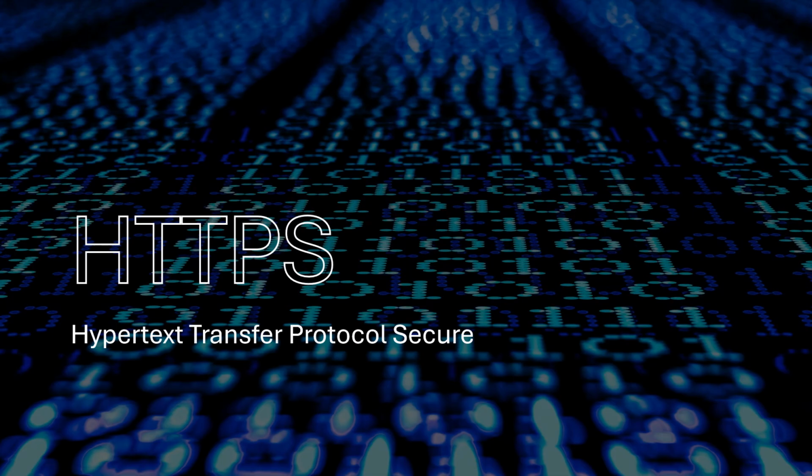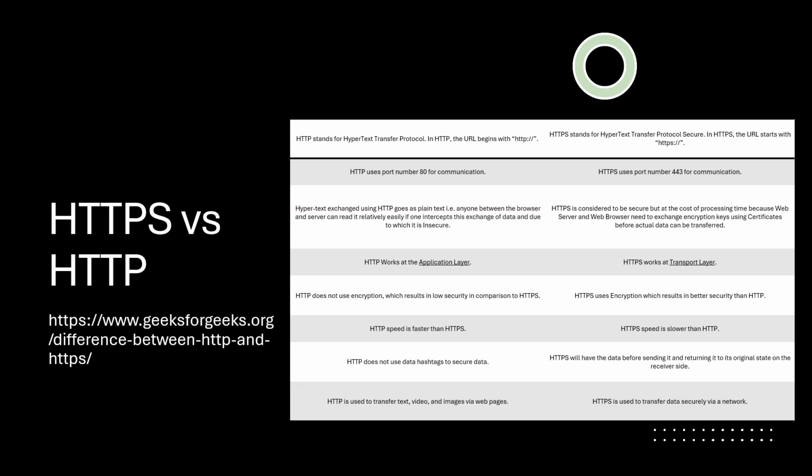Next, we will talk about HTTPS, also known as Hypertext Transfer Protocol Secure. First, it's important to understand the difference between HTTP and HTTPS. This chart was provided by geeksforgeeks.org, and I have my source down here on the left. HTTP stands for Hypertext Transfer Protocol. HTTPS stands for Hypertext Transfer Protocol Secure. HTTP uses port 80. HTTPS uses port 443.